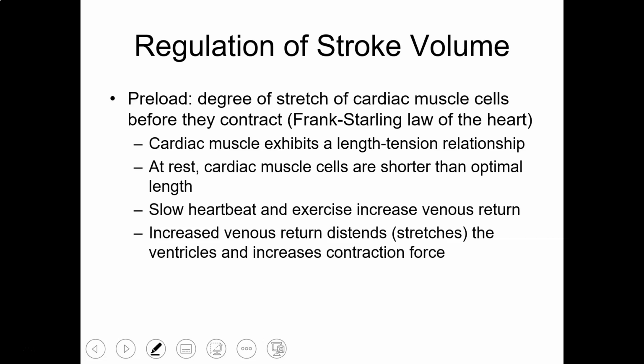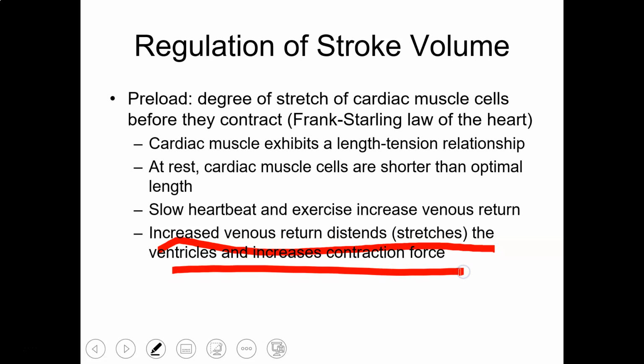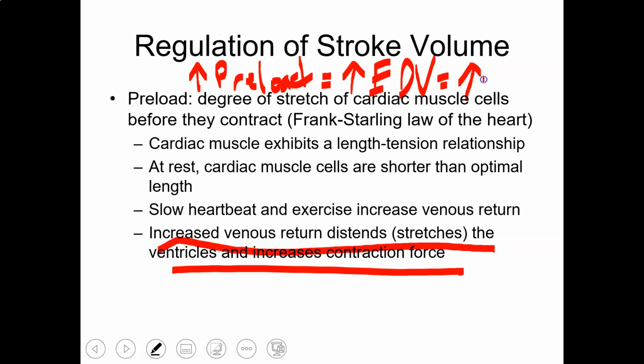What would stretch out heart muscle? Putting more blood in. Increased venous return stretches out the heart, which increases contraction force. So let's do this. Increase preload. What we're doing is increasing end diastolic volume. We increase the end diastolic volume, we increase stroke volume. Translation, you put more blood in, you get more blood out.